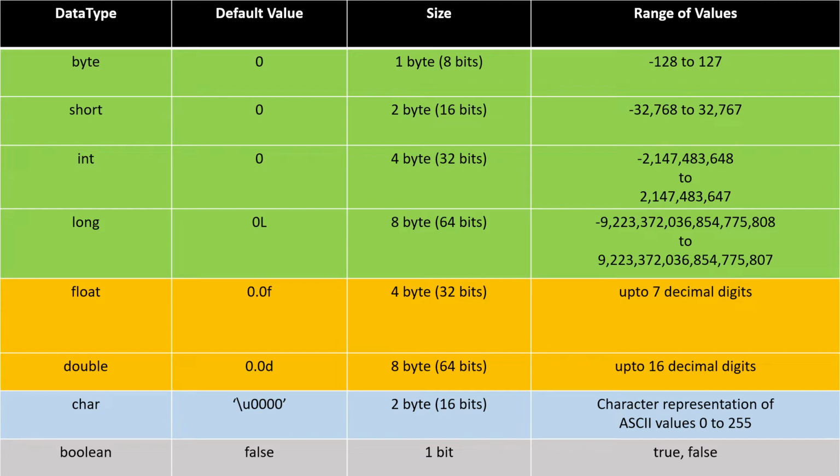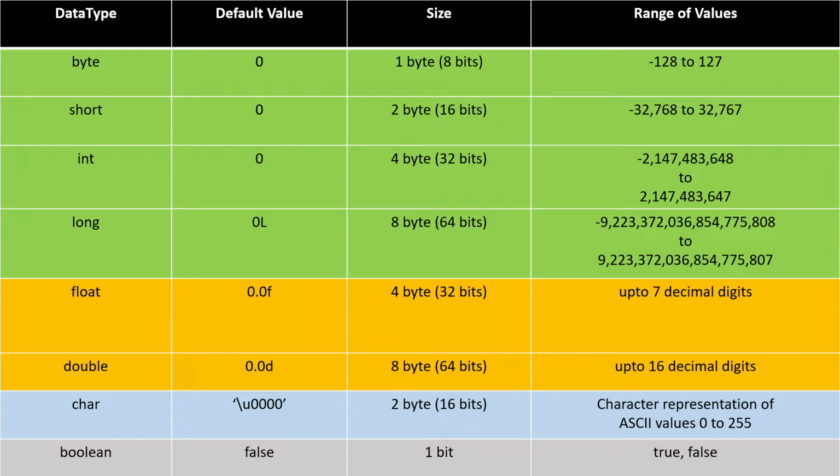Then we have the boolean data type. Default value is false. It takes 1 bit of memory. We can store true or false in the boolean data type. So this is all about data types, default value, size and range of values.